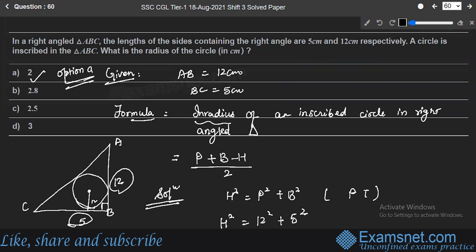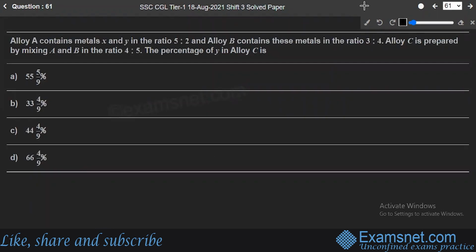Next, question number 61. Alloy A contains metals X and Y in the ratio 5:2. Alloy B contains these metals in the ratio 3:4. Alloy C is prepared by mixing A and B in the ratio 4:5. Then the percentage of Y in alloy C is?